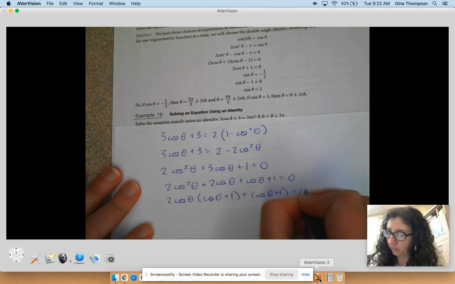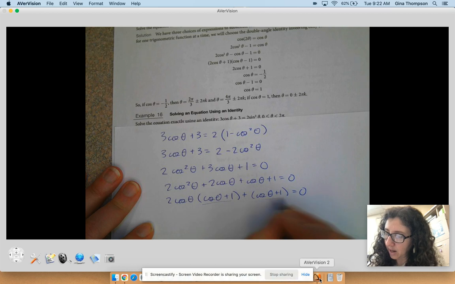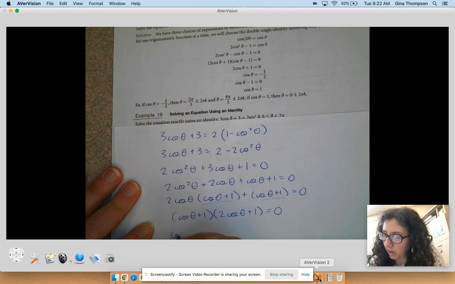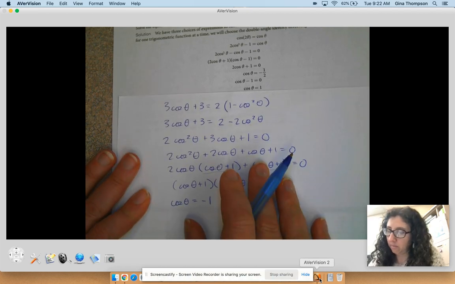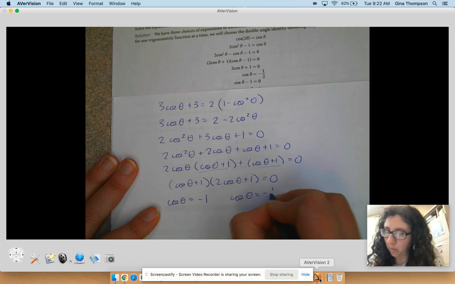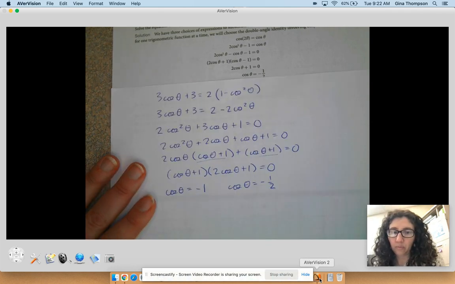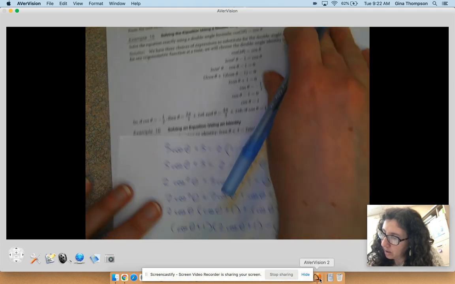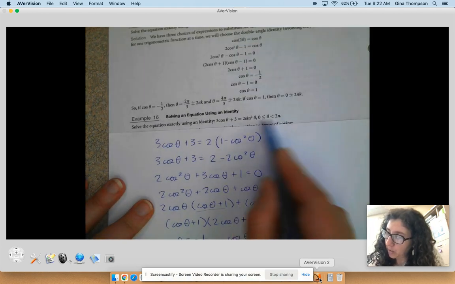I'm going to factor this out, and I'm left with 2 cosine theta plus 1. All right, so I've got 2 equations. Cosine theta equals negative 1. And if I set this equal to 0 and solve, cosine theta equals negative 1/2. And they want us to solve it just for 0 to 2 pi.